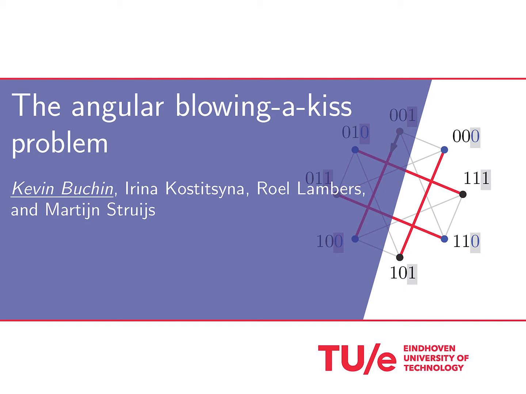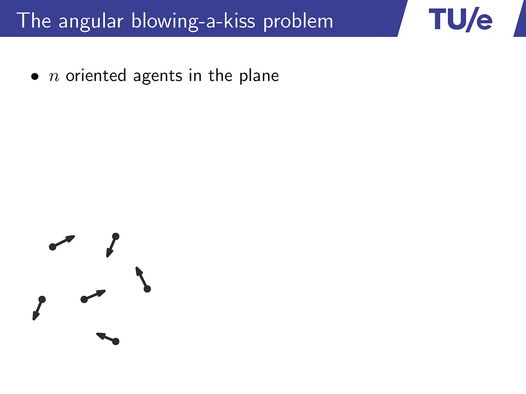In this video, I will present some of our recent work on what we call the angular blowing a kiss problem. The angular blowing a kiss problem is as follows. Consider n agents in the plane, each equipped with an orientation. The position of these agents is fixed, but they can rotate to change their orientation like this.